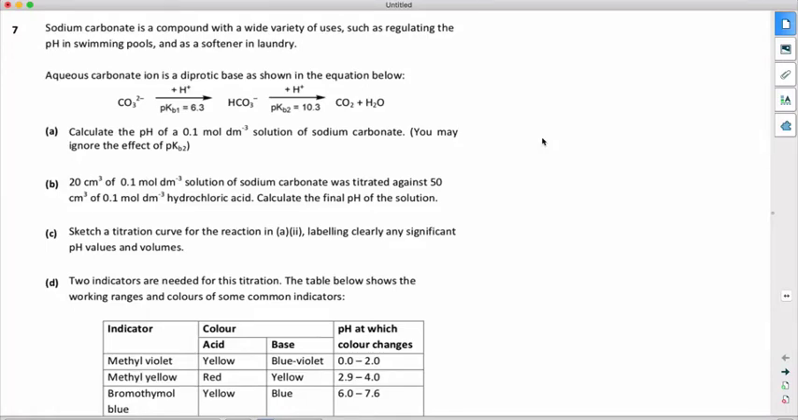Okay, let's try the first question. They say there's carbonate, all right? Carbonate, if it accepts an H plus, it becomes HCO3 minus. So accept H plus, it becomes HCO3 minus. Accept H plus again, it becomes CO2 plus H2O, all right?